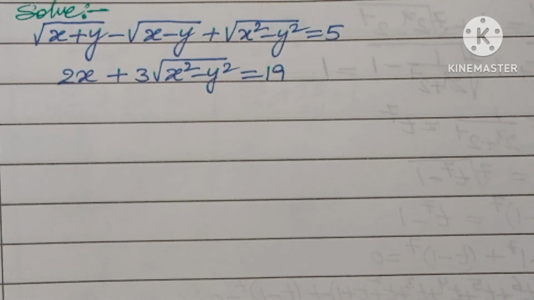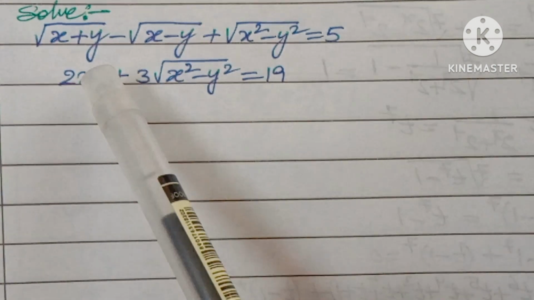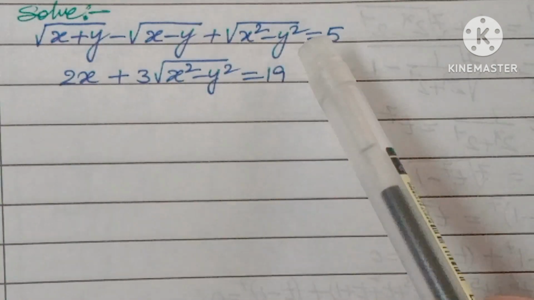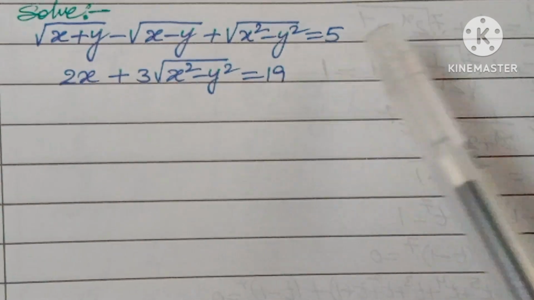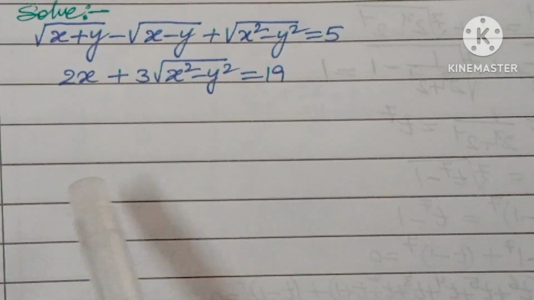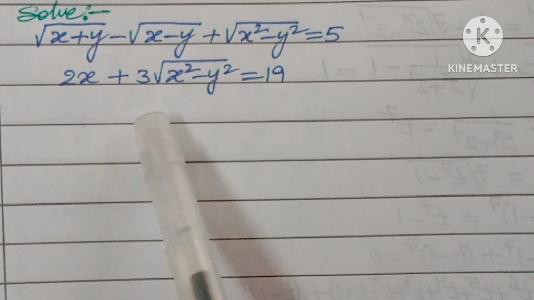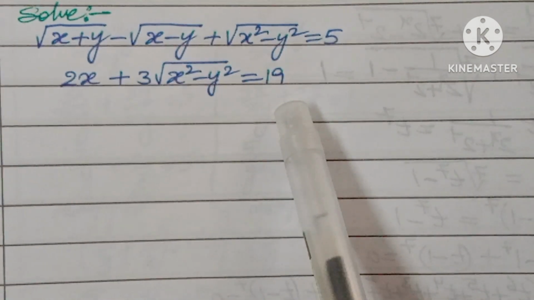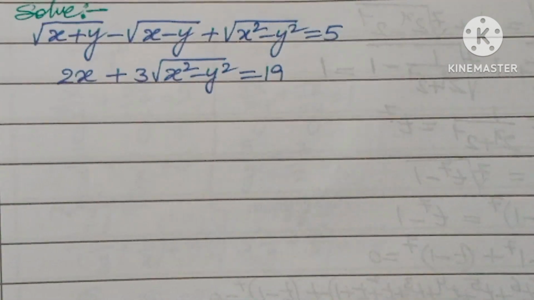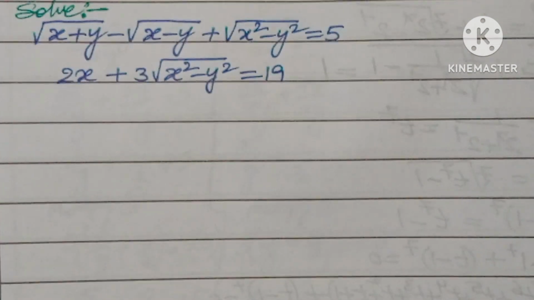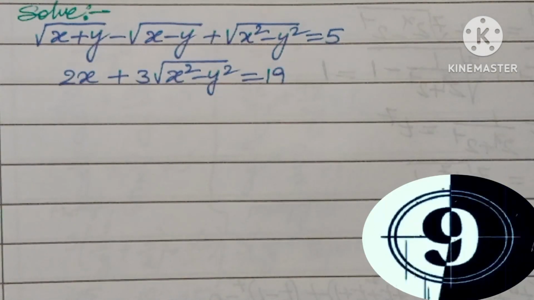Today we are going to see one Olympiad and logical question. The question is: solve √(x+y) − √(x−y) + √(x²−y²) = 5 and 2x + 3√(x²−y²) = 19. As you are going to solve this logical, critical and Olympiad problem, pause the video for 10 seconds and try it.